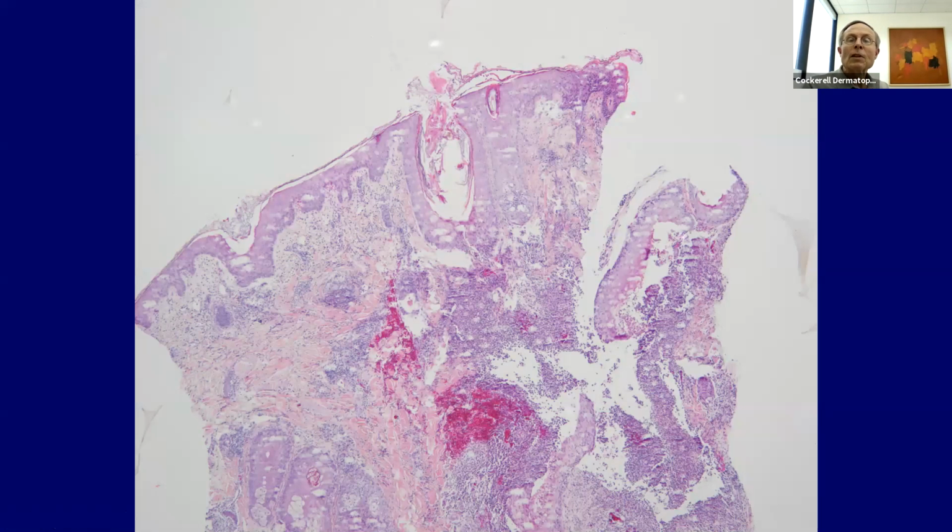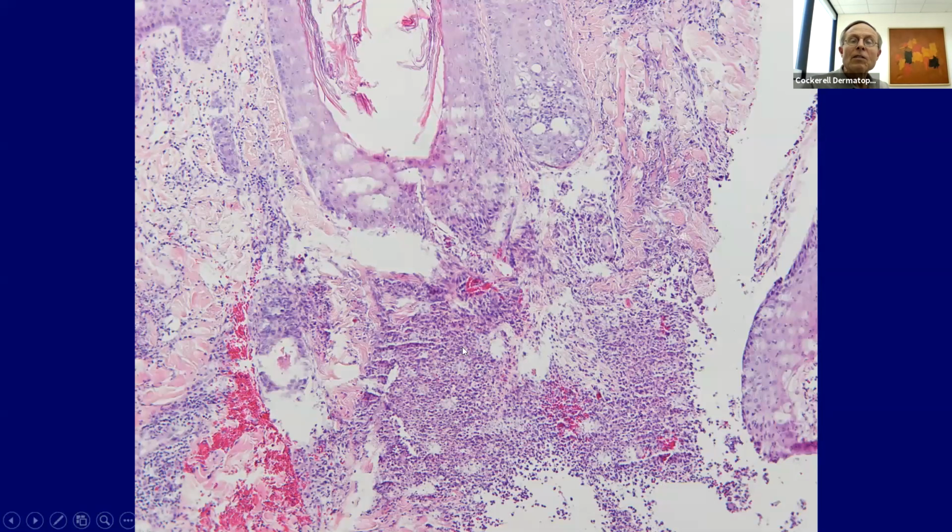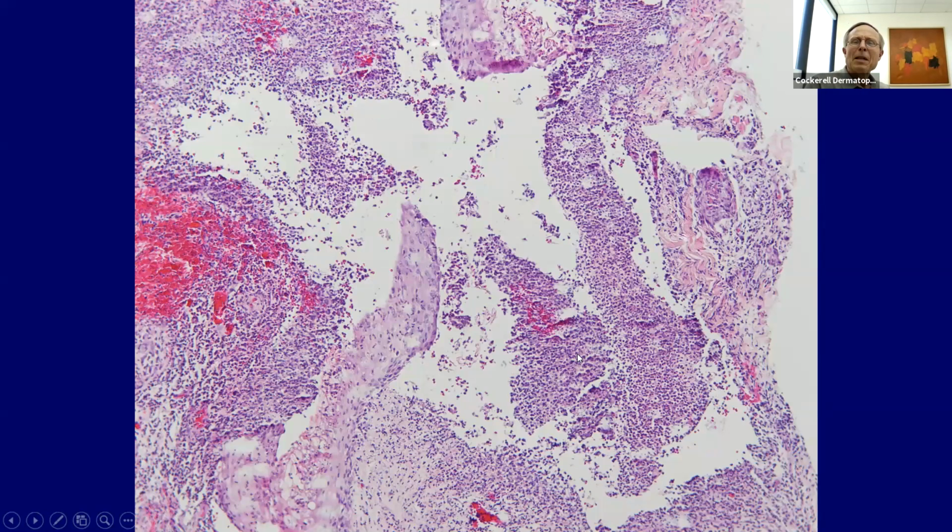Go to even progressively higher magnification, and there's something going on in these areas here. There's kind of an admixed infiltrate. There's some neutrophils. There's some histiocytes here. There's some dilated follicles. It kind of looks sort of like maybe some sort of suppurative process.